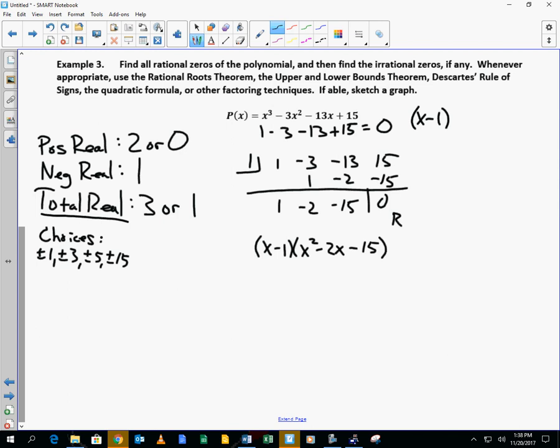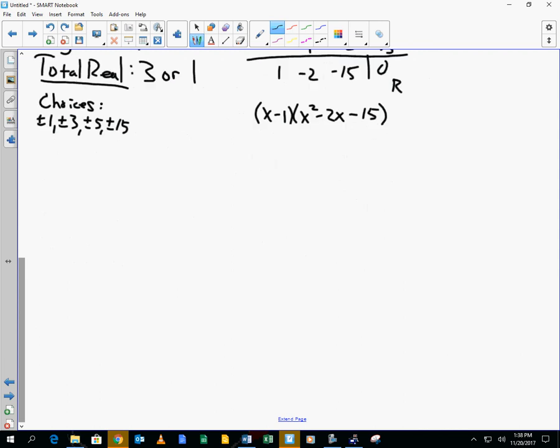So it factors to x minus 1 times x squared minus 2x minus 15. Does that factor? What is x minus 5, x plus 3? So what are my solutions? Good. I've got 5, 1, and negative 3.